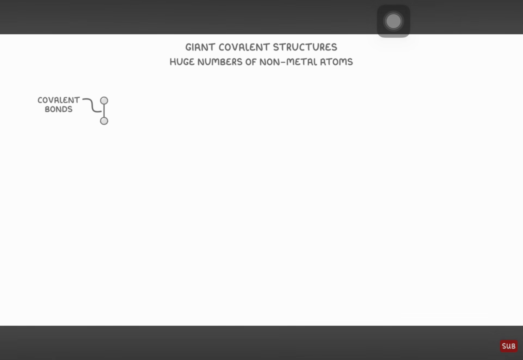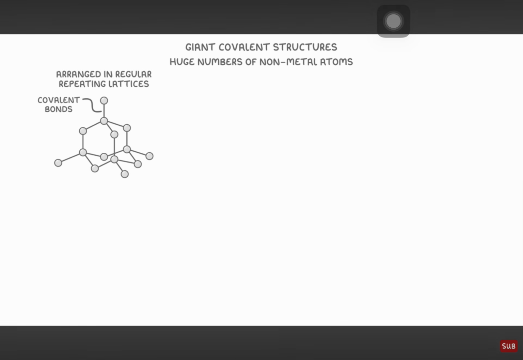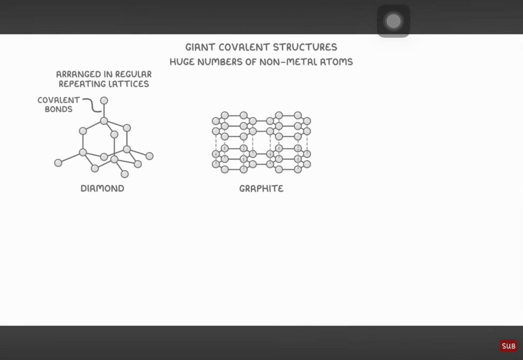So moving on to giant covalent structures, these are made of huge numbers of non-metal atoms that are all bonded to each other by covalent bonds. And they're generally arranged into regular repeating lattices, which just means that their structure kind of repeats over and over. The three important examples are diamond, graphite, and silicon dioxide.